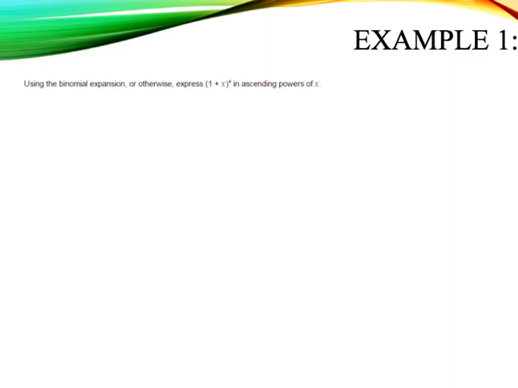Okay, let's make a start and let's have a look at this first example. The question says, using the binomial expansion, or otherwise, express 1 plus x all to the power 4 in ascending powers of x. Okay, first thing we need to do is make sure we read the question carefully. It's asking for ascending, so going up. So powers going up this time.